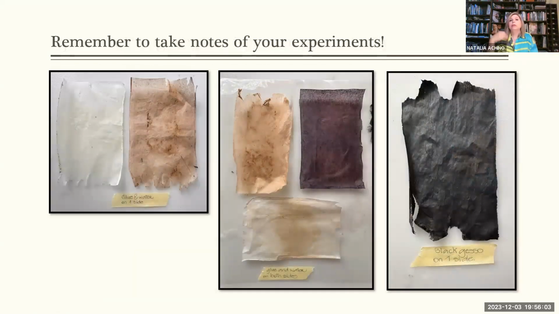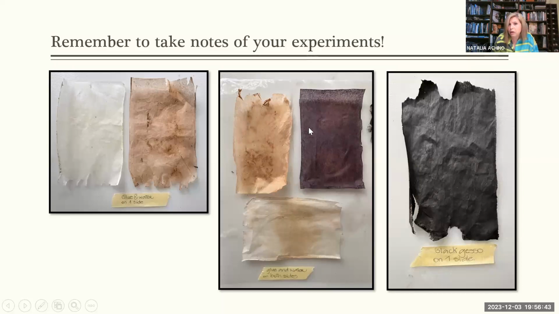And very important is to take notes for the experiments. I always take notes on Post-its, but then they fly away. So I just use masking tape and write everything I've done, because then you forget and you say, oh, what did I do here? And you don't remember. So you need to write down and record your experiments. Here you can see that I used glue and water on one side only of the paper. Then I was curious and did it on both sides of the paper. That's much better. Glue and water on both sides.